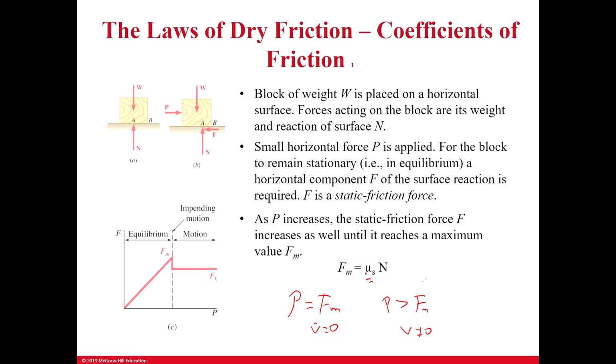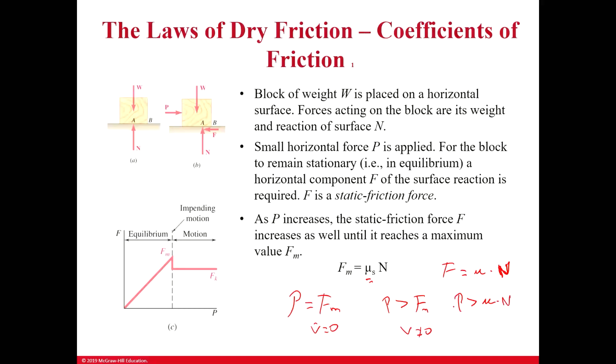And then to clarify, F is given by the friction coefficient times the normal force. And the normal force is the same as the weight, but in a positive magnitude. Okay? So really what this means is that when P is greater than the friction coefficient times the normal force, then you have movement.